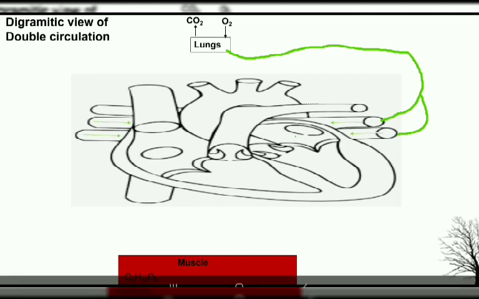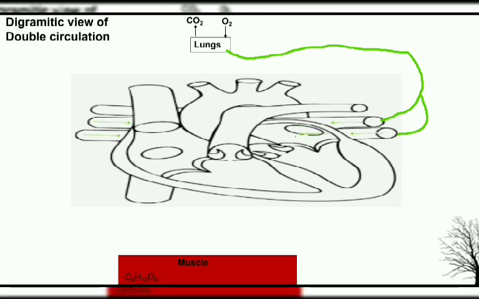Okay, now after that it is transferred into the left auricle, then it is transferred into the left ventricle through the bicuspid or mitral valve. So the oxygenated blood is present in the left ventricle. Okay, after the pumping of the apex, this is the apex, it can easily transfer to this side, that is the aortic wall.